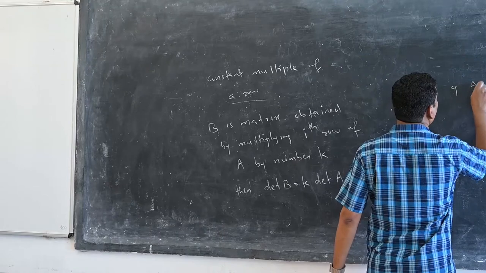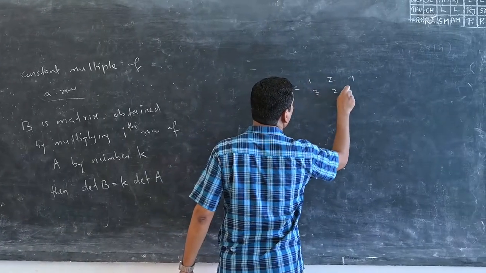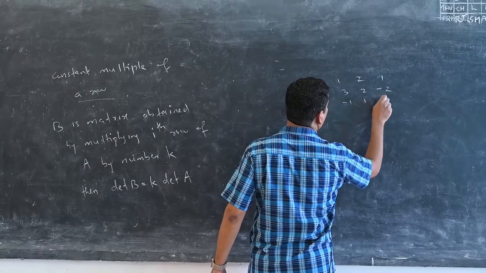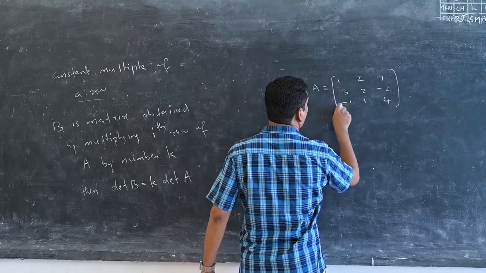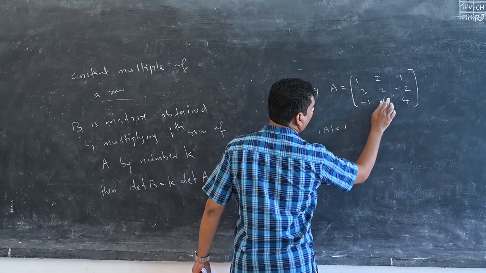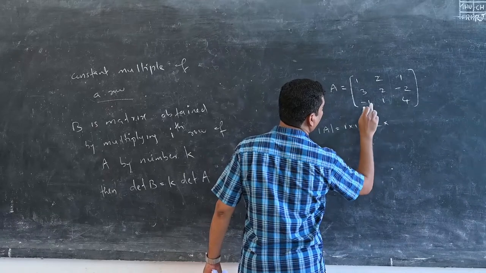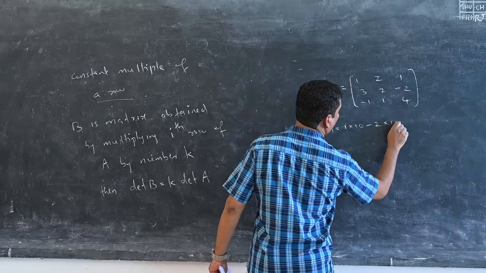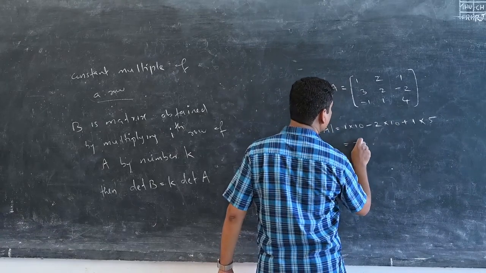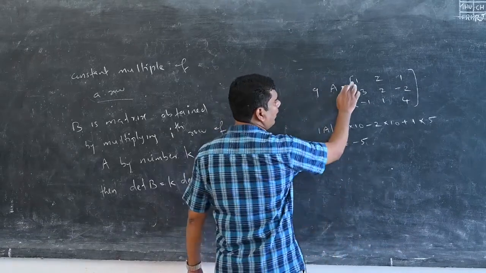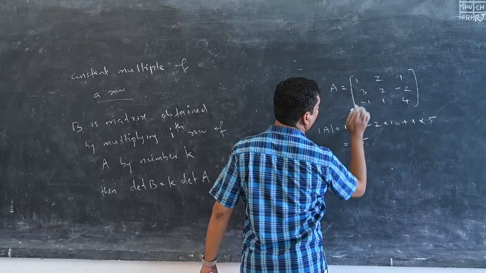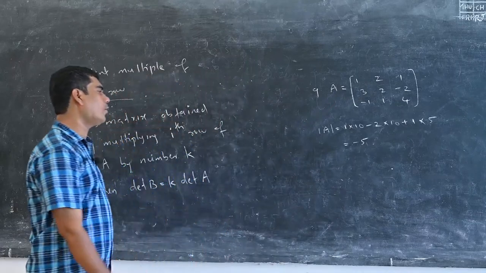Examples: A is equal to 1, 2, 1, 3, 2, minus 2, minus 1, 1, 4. This is the matrix A. So its determinant A is equal to 1 into (8 plus 2), which is 1 into 10, minus 2 into (12 minus 2), which is 10, plus 1 into (3 plus 2), which is 5. It is 10 minus 10 plus 5, which is equal to minus 5. So the determinant of A is equal to minus 5.